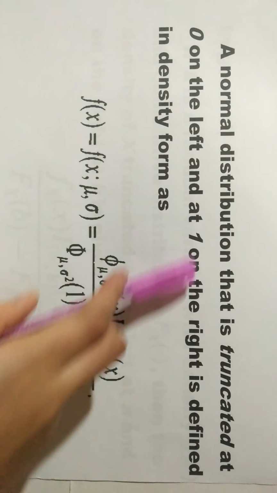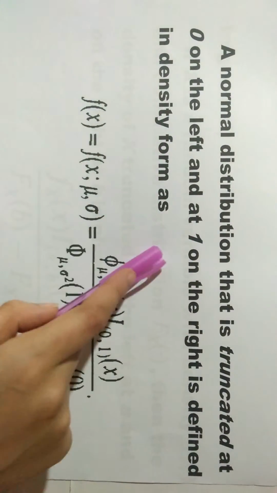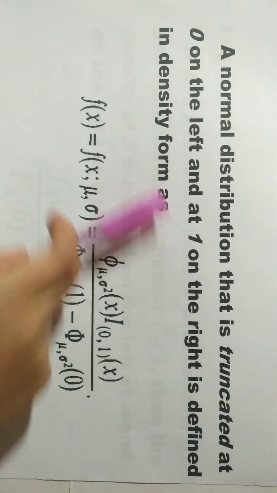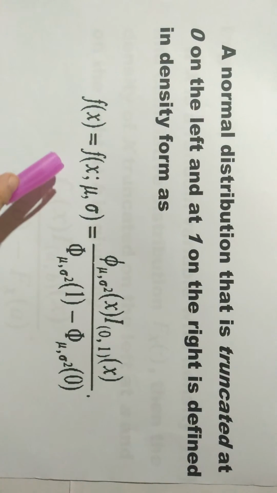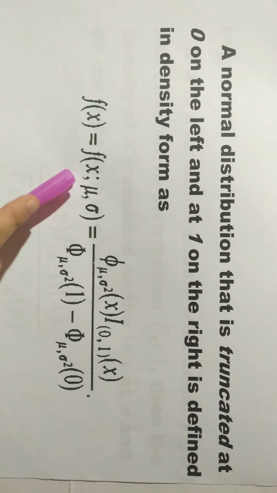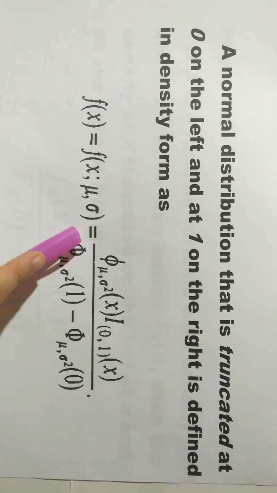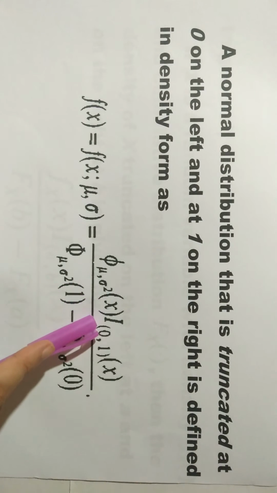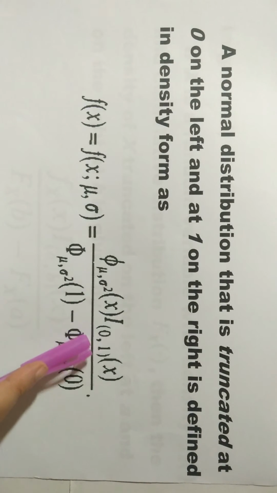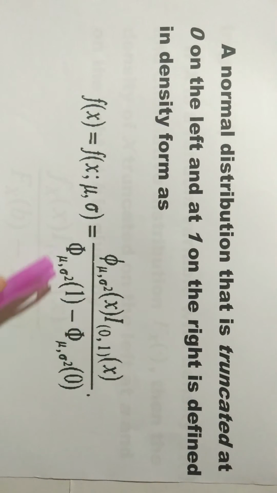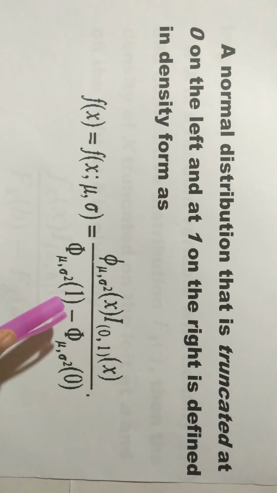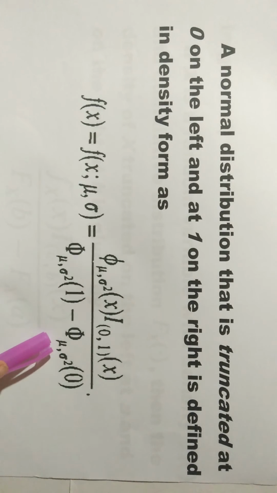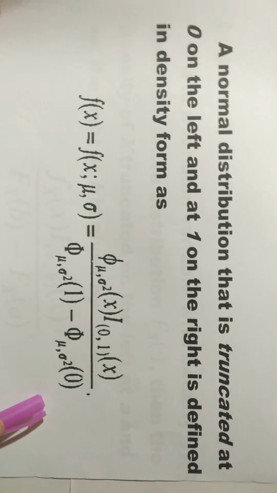A normal distribution that is truncated at 0 on the left and at 1 on the right is defined in density form as f of x parameterized by mu and sigma is equal to phi sub mu and sigma squared of x with indicator 0 up to 1 of x, all over big Phi sub mu and sigma squared of 1 minus big Phi sub mu and sigma squared of 0.